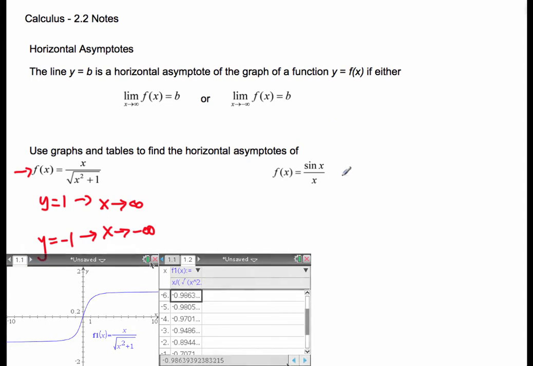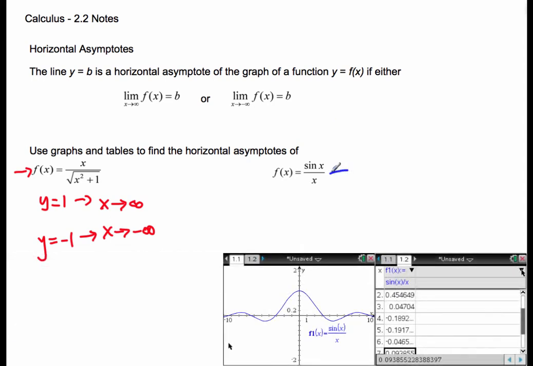All right. Switching gears now and throwing a trig function in there. We've got sine x over x. Now this is an interesting one for horizontal asymptote. Remember that you can't have 0 in the denominator. So if we graph this, remember that we're not interested in what happens at 0. We're interested in infinity, okay? And so we want to know what happens with this graph as x approaches positive infinity.